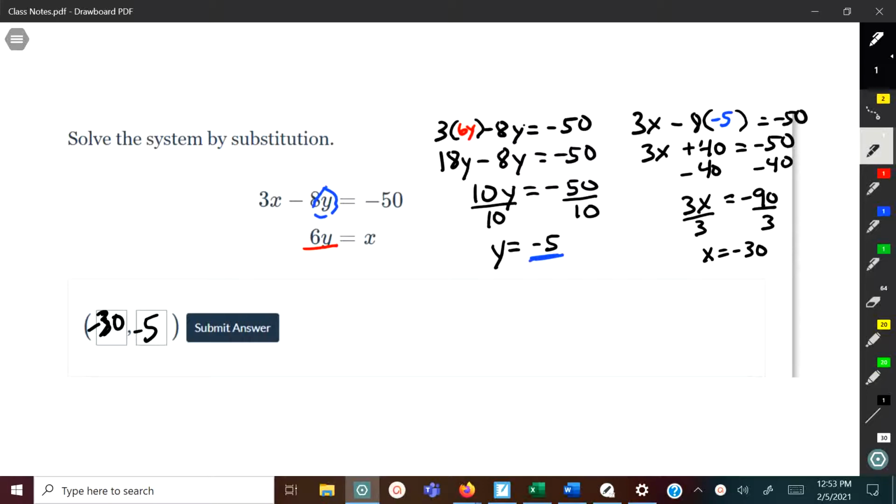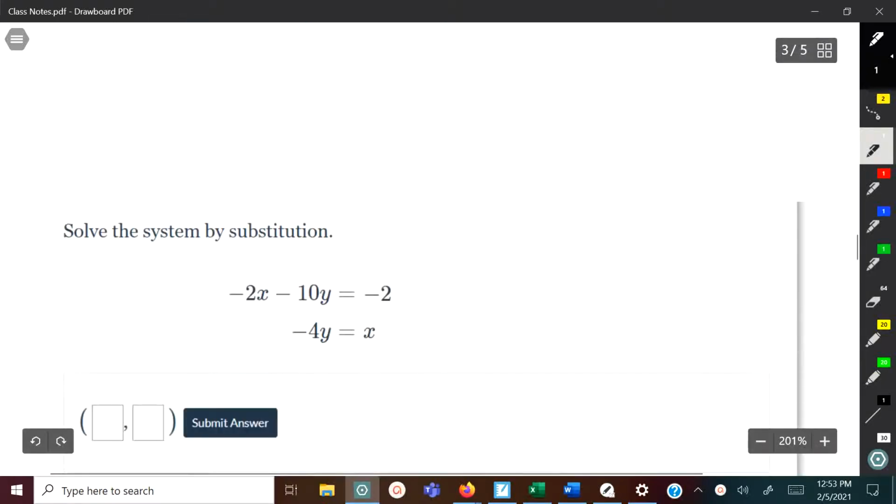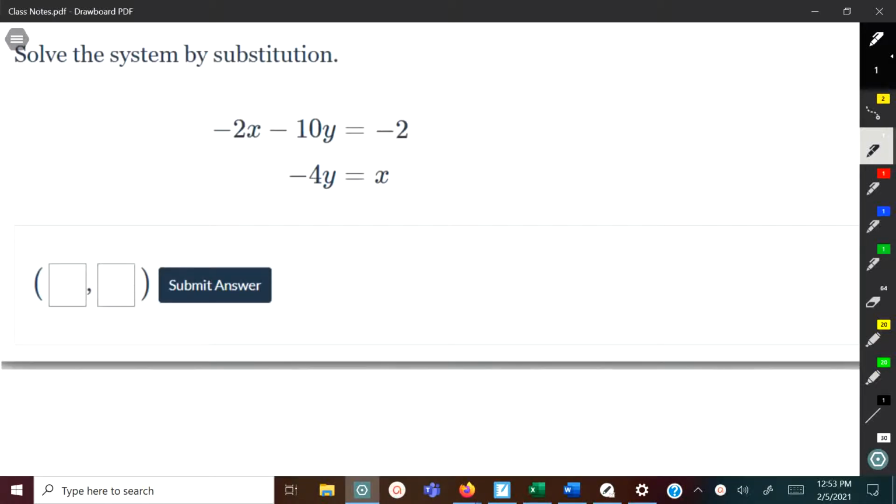Alright, go ahead, take a look at this next one. You can pause the video here and see if you can solve it on your own. Alright, so in this one, the answer you should get is negative 4, 1. Okay, so let's take a look and see how you get that.